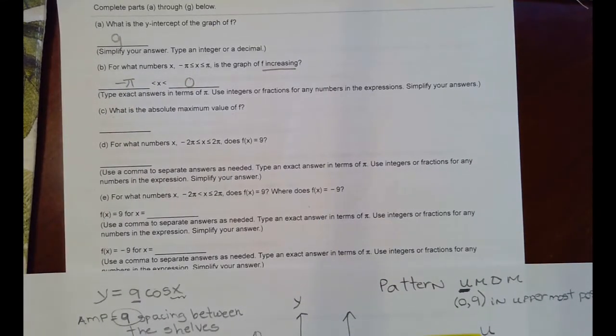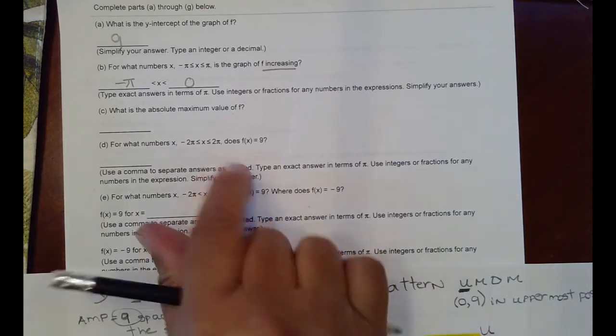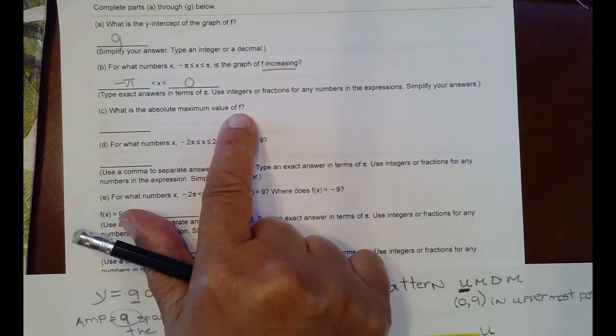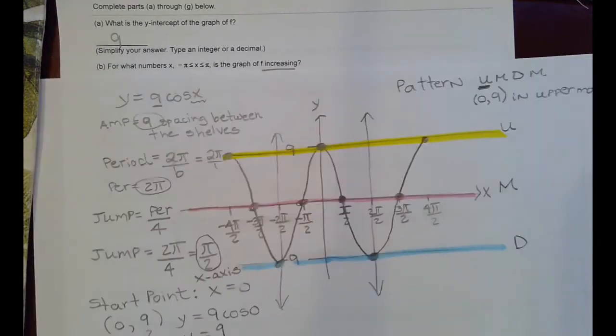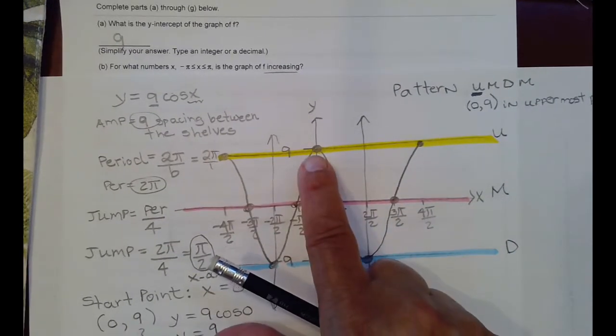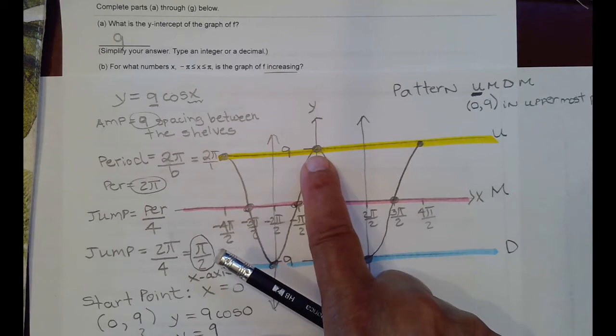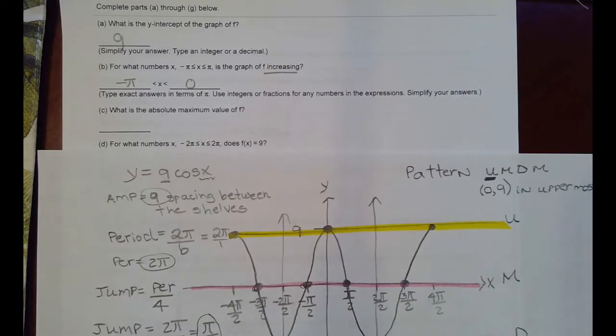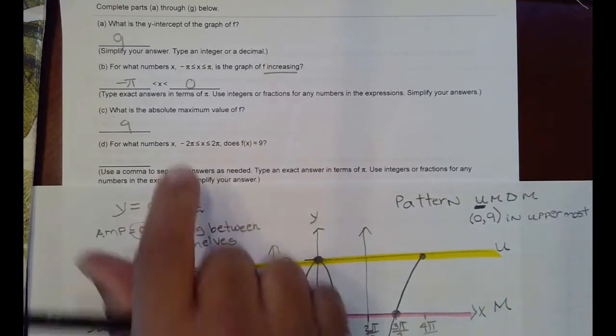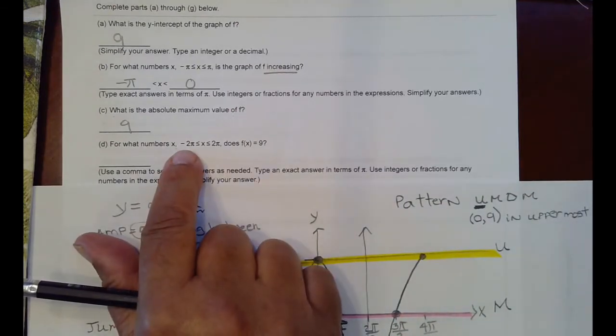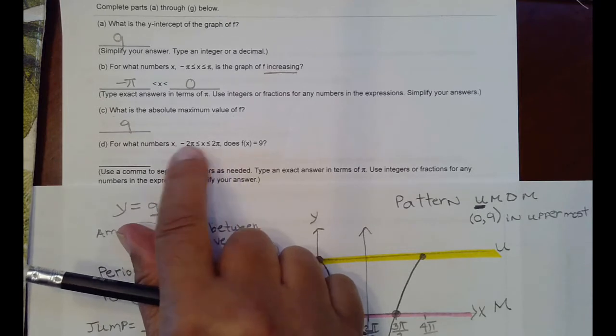Okay, for what values this time, stay between negative 2 pi and 2 pi, and you can use those endpoints. There's little equal signs here. When does f of x equal 9? That's the same thing as saying when is y equal to 9? For what x values? Keep it between negative 2 pi and positive 2 pi when you tell what x values have a y value of 9.